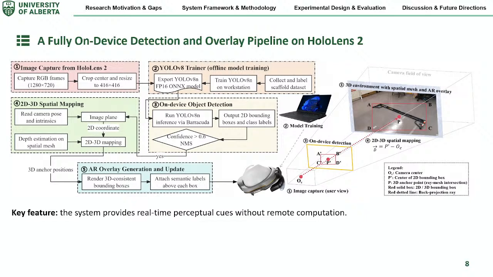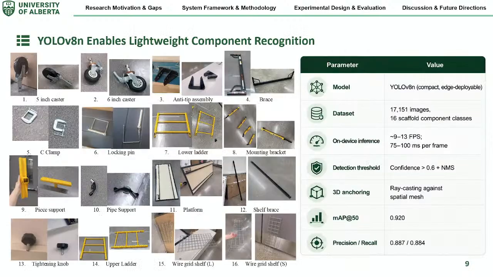And here is the overall pipeline of how we developed our CVAR system. At the very beginning, we captured RGB frames using the HoloLens, which is developed by Microsoft. Then we trained the YOLOv8 model on a computer. After that, we deployed the on-device object detection function onto the HoloLens. Then we use 2D to 3D spatial mapping, and finally the overlay is generated and updated in the HoloLens.